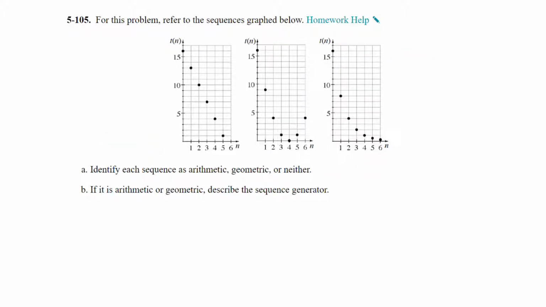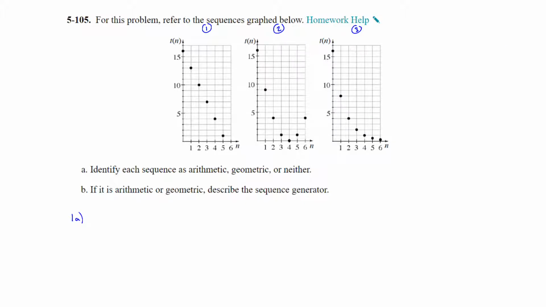For this problem, refer to the sequences graphed below. So you have 3 different sequences. Identify each sequence as arithmetic, geometric, or neither. And then part B, if it is arithmetic or geometric, describe the sequence generator. So I'm just going to call this 1, 2, and 3.